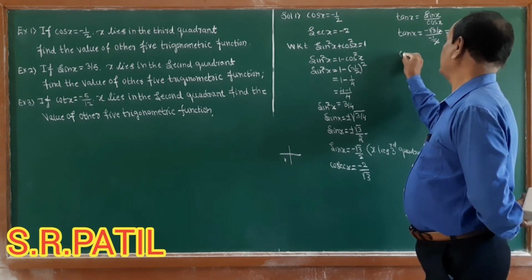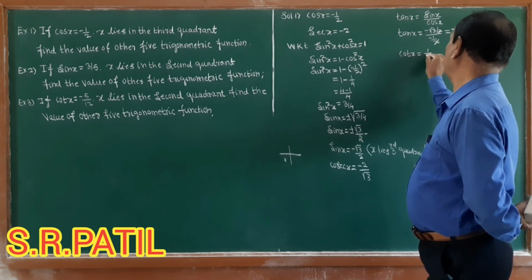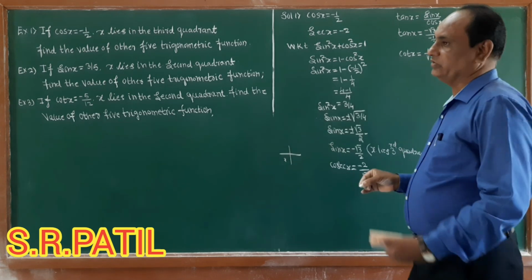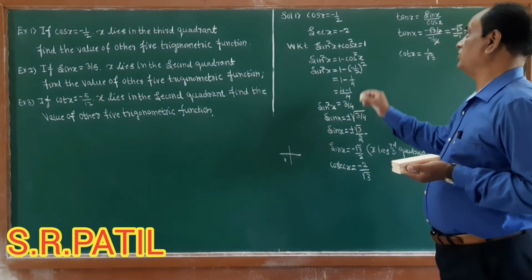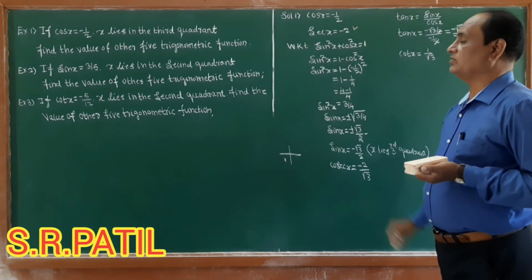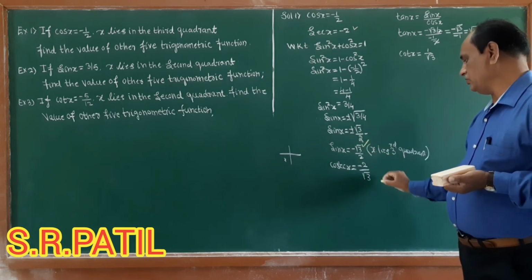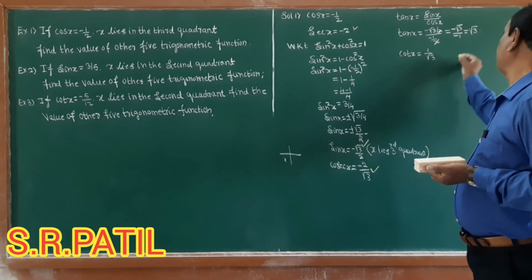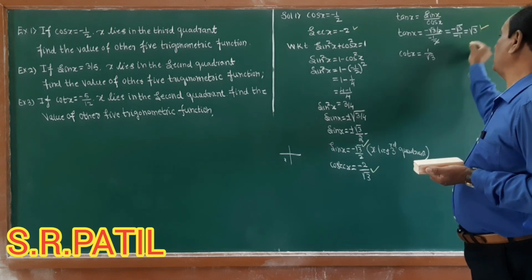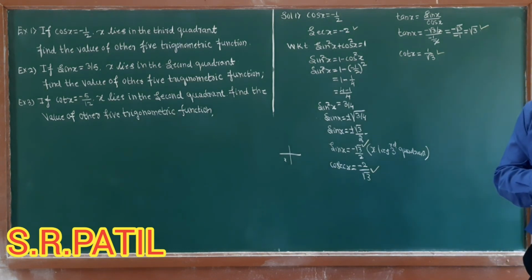Once tan is found, cot is its reciprocal: cot x is equal to, reverse it and write, 1 divided by root 3. So we get the remaining 5 trigonometric functions. The first one is sec x, which is minus 2. The second one is sin x, minus root 3/2. The third one is cosec x, minus 2 divided by root 3. Then tan x is positive root 3. So cot x is 1 divided by root 3. We get all 5 trigonometric functions.